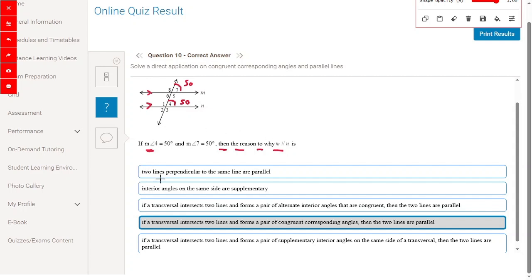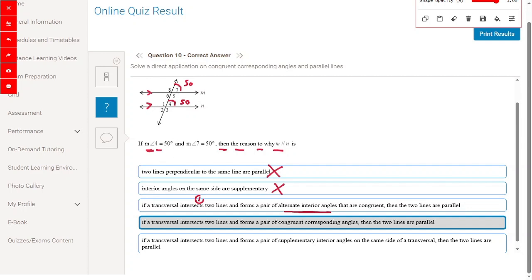Let's see the answers. Two lines perpendicular to the same line are parallel. Of course, wrong answer. Interior angles on the same side are supplementary. This is not enough, and at the same time, here we are talking about corresponding angles, not interior angles. So wrong answer. Here, if a transversal intersects two lines and forms a pair of alternate interior angles, so the transversal intersecting two lines is condition number 1. Alternate interior angles means, for example, angle 6 and angle 4, or angle 5 and angle 1.